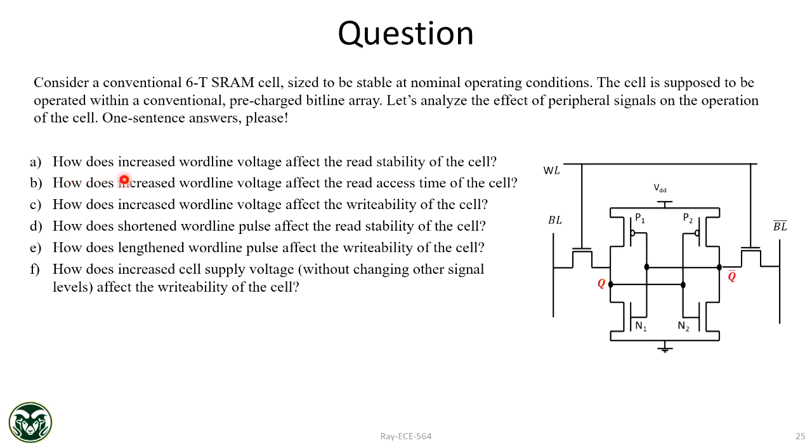A, how does increased word line voltage affect the read stability of the cell? So, read stability. Word line voltage, right? Suppose you used to read earlier at 1 volt, now you're reading at 2 volt. That's what this question is. If you increase the word line voltage during read, how does it affect read stability? Will read be more stable or less stable?